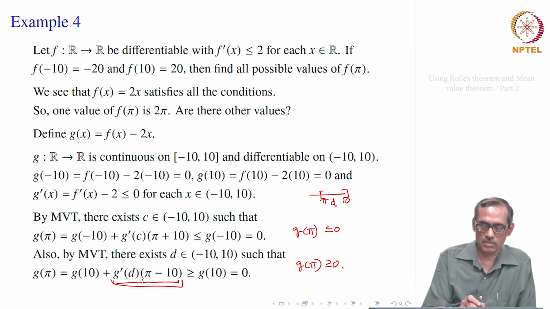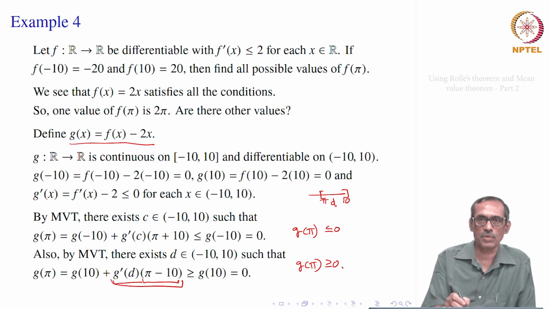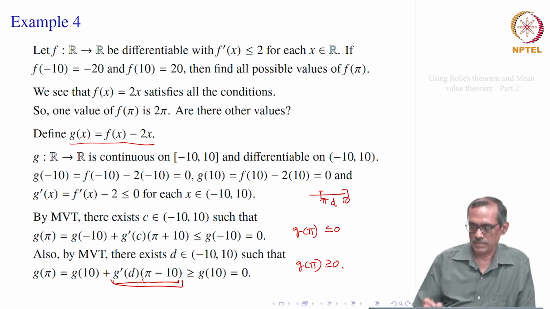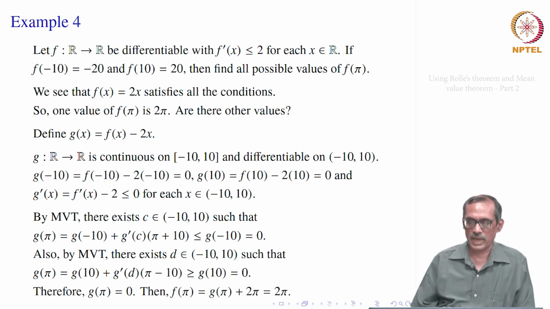For all possible values, we thought that it is the only value, f of pi is 2 pi. So, we defined g x equal to f x minus 2x and tried to show that g is 0 at pi. So, that is what follows now, g of pi less than or equal to 0, g of pi greater than or equal to 0, therefore, g of pi equal to 0. So, once g of pi is 0, we have got f of pi equal to g of pi plus 2 pi, which is 2 pi.